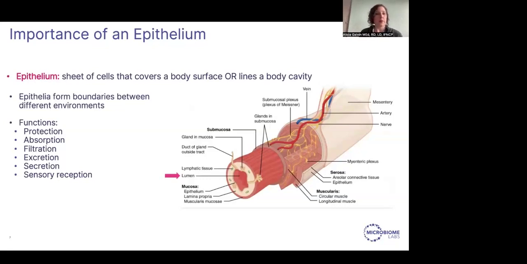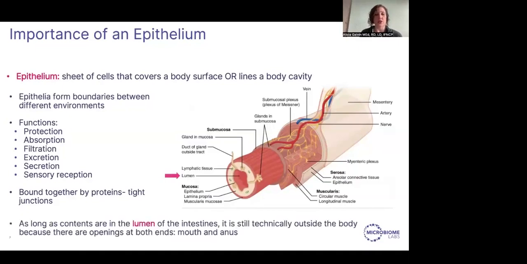So it does form that barrier between environments, but it also serves to filter, absorb, helps with secretion, and also sensory reception. So there's a lot of functions that the cells of an epithelial layer will function as doing. And all epithelial layers are bound together by tight junctions, whether it's the intestine or the lungs or whatever. They're all bound by these tight junctions.